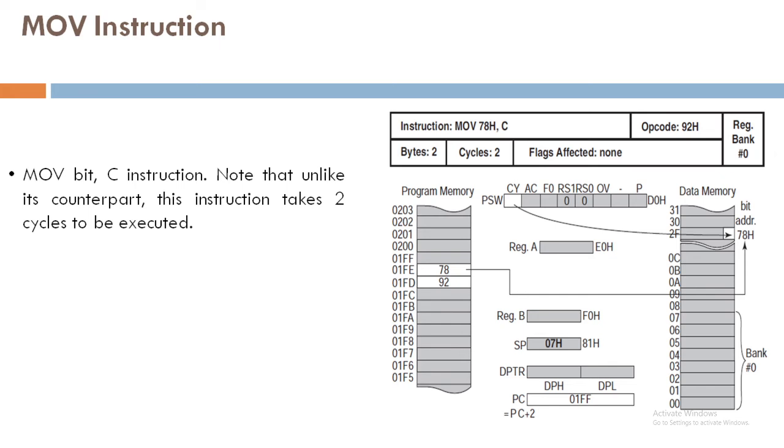Now if we talk about the move instruction, which is move 78 hex comma C, in this case the reverse thing happens. Again in this case the operational code is 92, and we have the bit address as 78. So in this case what's happening is the content of the bit address 78, and the content of the CY, that is the carry flag, whether it is 0 or 1, will be transferred to this particular location.